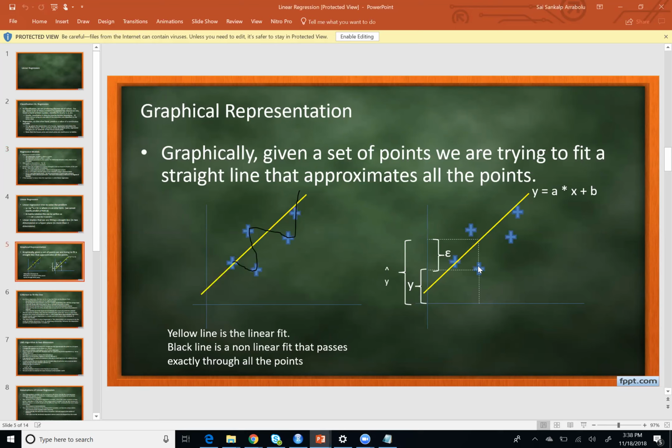Let's say you have a point here which has a value y, right? But what is the data predicting? For the same x, the data is not predicting this value, right? It is predicting that the value is at this line, y cap. So there is an error in your prediction. The error is y cap minus y.